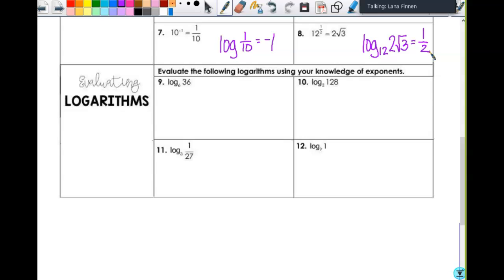So that 12 to the 1/2 power, how else could I write that? Like if I just wanted to rewrite this, how else can I represent this value? Square root of 12. Good. Make sure you know what's going on with your fractional exponents. 12 to the 1/2 power is the same thing as the square root of 12, and the square root of 12 is 2 square root of 3. Okay, very good. All right, so now we're going to actually evaluate some based on all that stuff that we know right now.